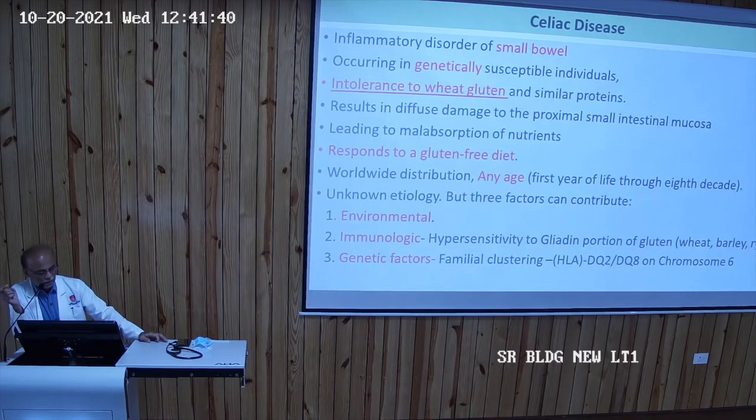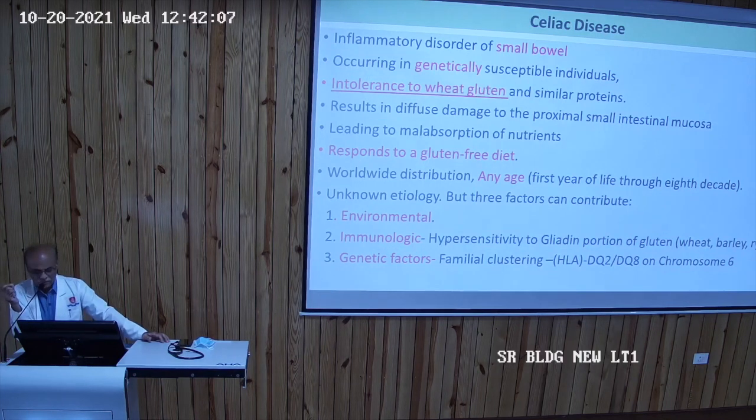There is intolerance to wheat gluten. It will result in the diffuse damage to proximal small intestine and mucosa, and it will lead to malabsorption of nutrients. It will respond to gluten-free diet. So this is very diagnostic and typical, both diagnostic as well as therapeutic. Any patient you come, you can at least on the OPD basis, you can stop his gluten. So he will respond.